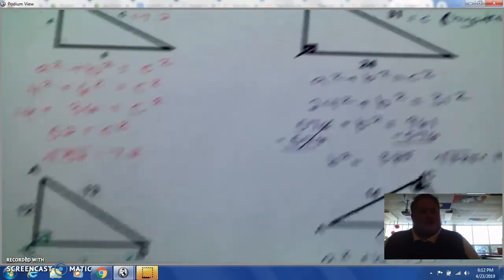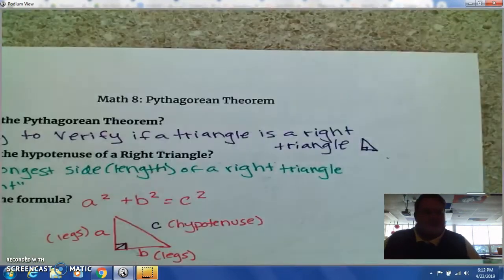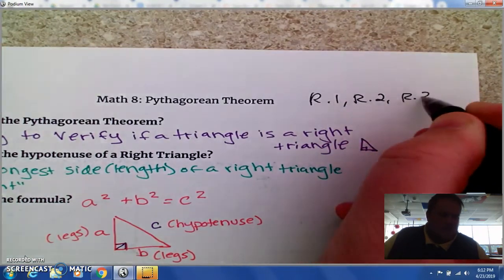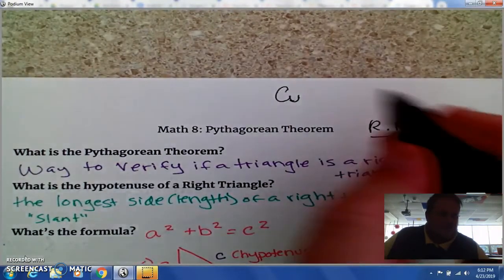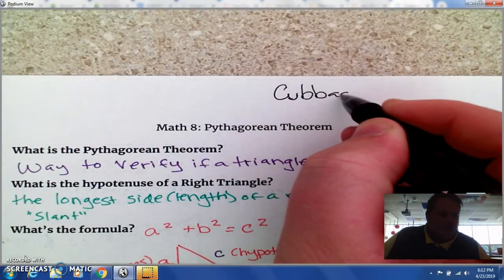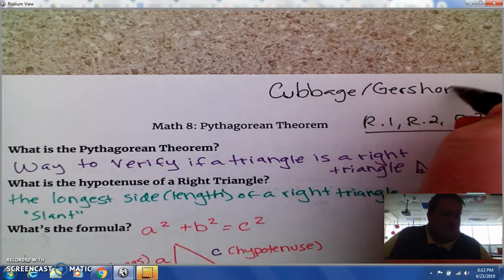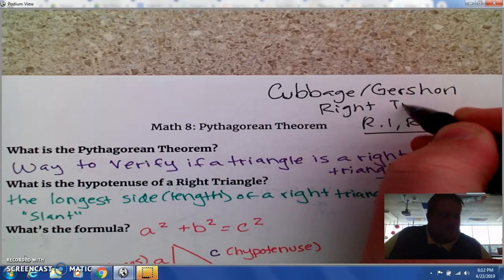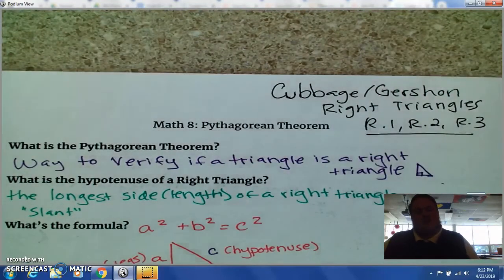All right, kiddos, go ahead and do some R1, R2, R3, I believe, and IXL. I think that's what it is, under 8th grade. Or take the diagnostic. If you feel like you need practice, do that. Or if you feel like you're going to rock it, Cubbage/Gershon, right triangles, okay? The quiz, it says Cubbage/Gershon, right triangles, and power tests. All right, kiddos, live it up.